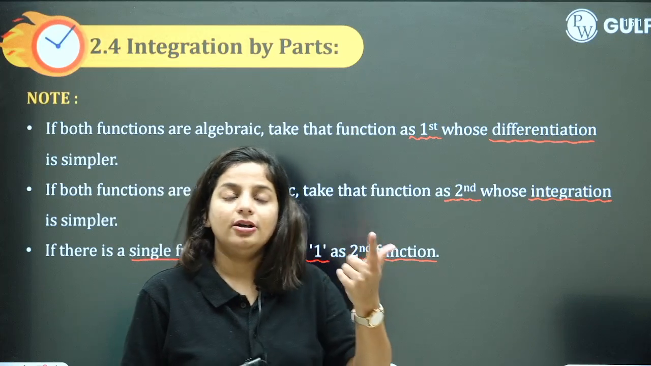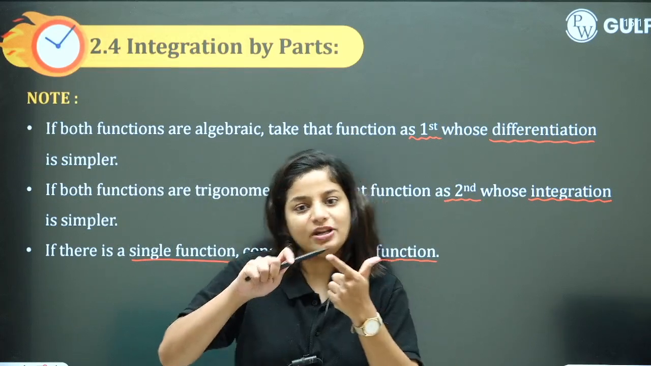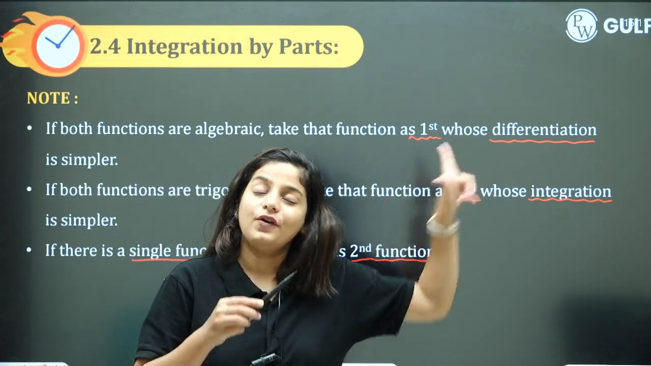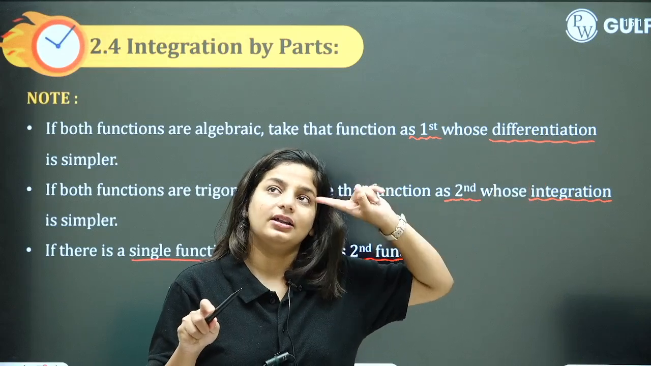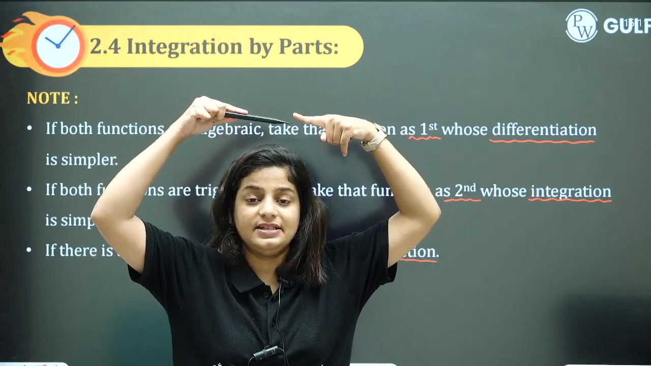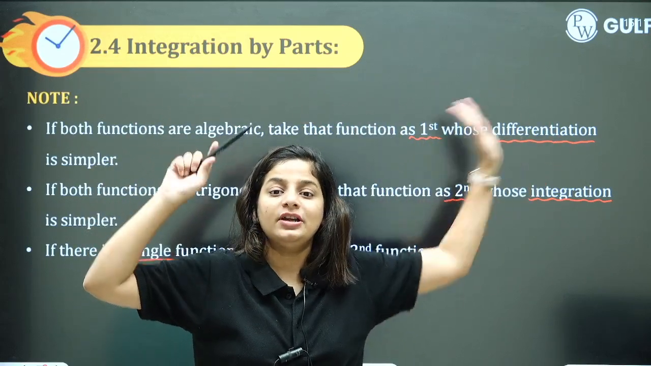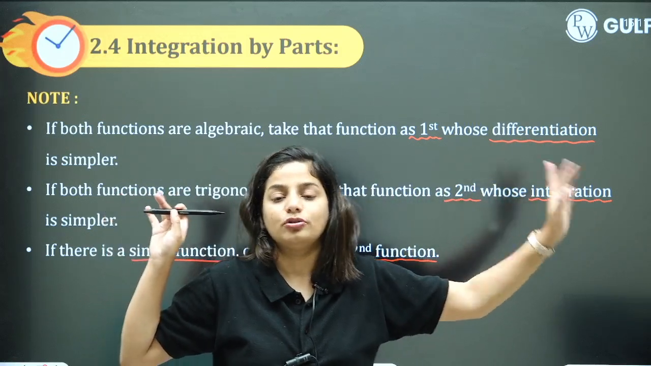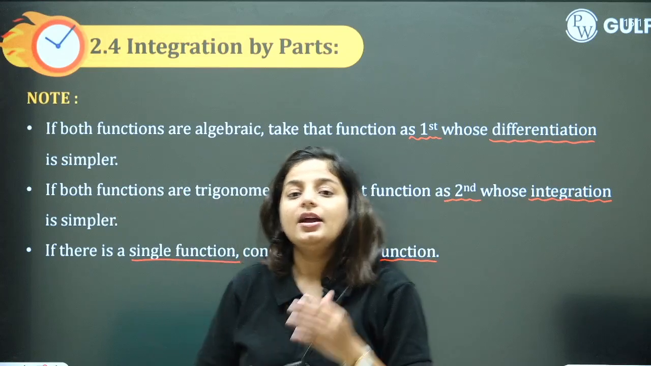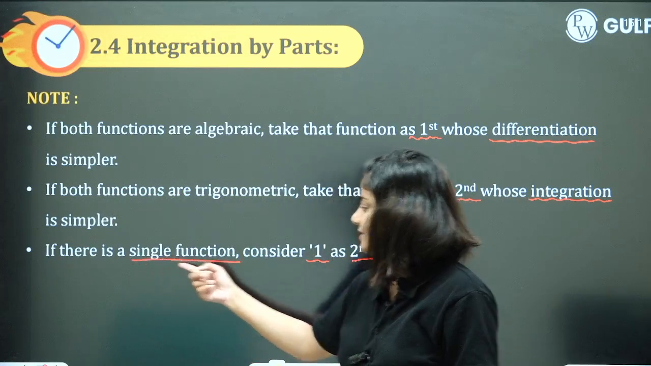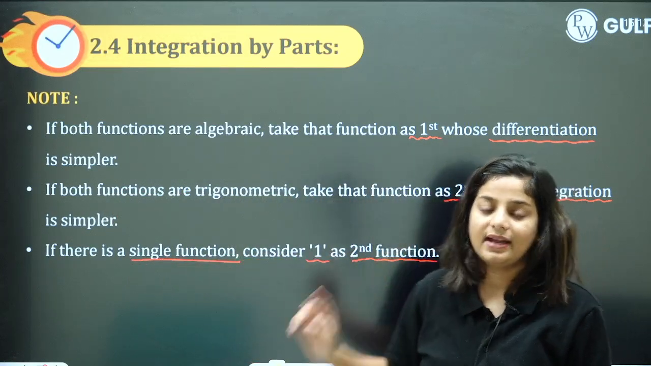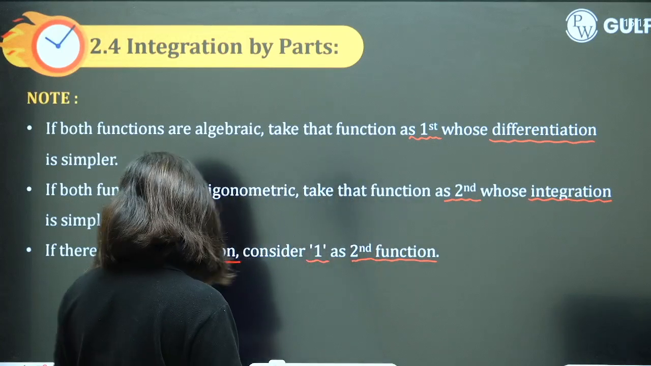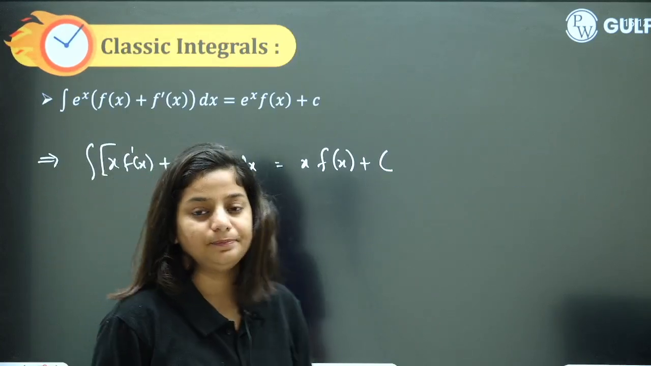What did we learn first? We learned first differentiation and then integration. So the first function should be easily differentiable, and the second function should be easily integrable. Now let's say there is no second term. If there is a single function, you can put 1 as the second function. These are some of the hints to solve questions of integration by parts.